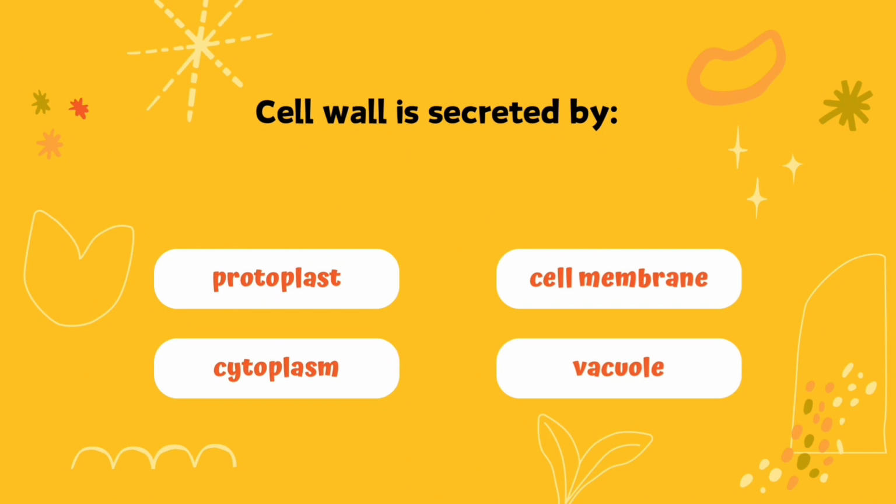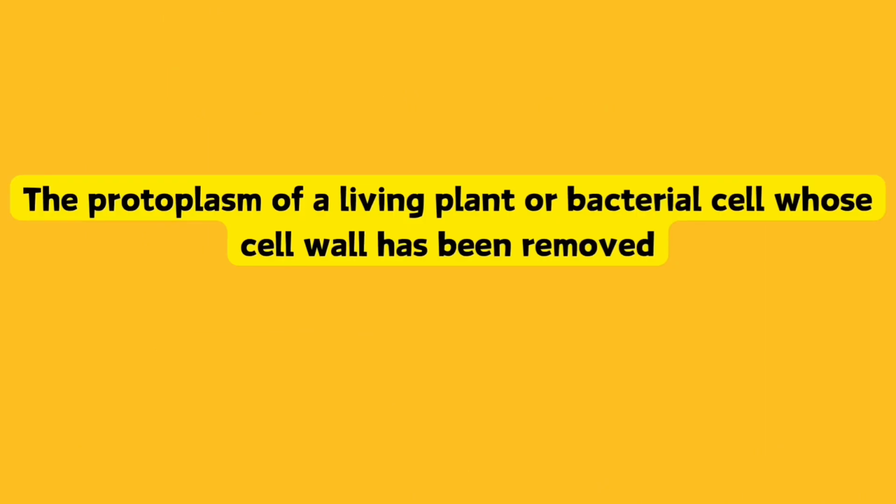The next question is about the cell wall. It says the cell wall is secreted by what? The options include protoplast, cell membrane, cytoplasm, or vacuole. What do you think? Well, the answer is protoplast. The protoplast is the living part of a plant or bacterial cell whose cell wall has been removed.